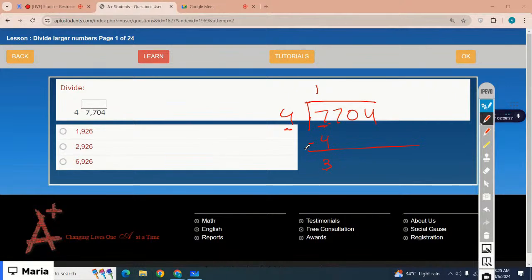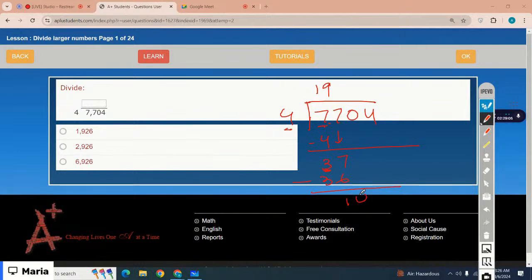Now you cannot divide 3 by 4, right? This number is always greater than the divisor. Now we need to bring the other number down. You need to count 4 until 37. So 4 times what number is 37? The correct option is 4 times 9 is 36. So 37 take away 36 is 1.